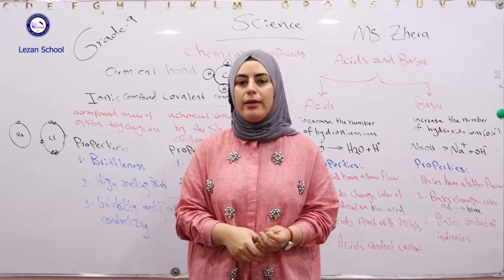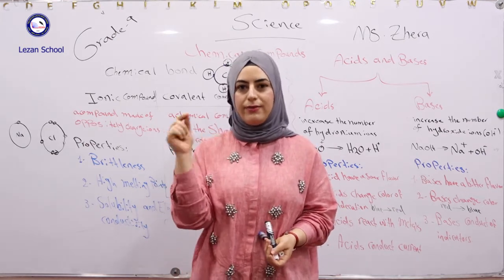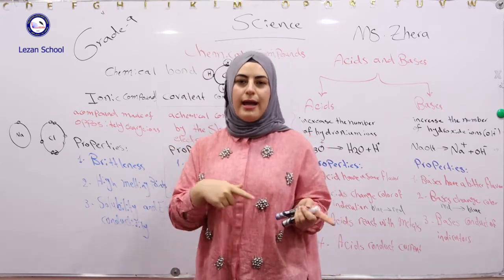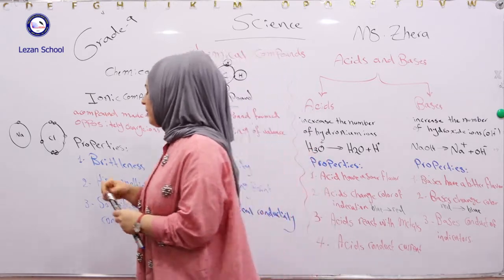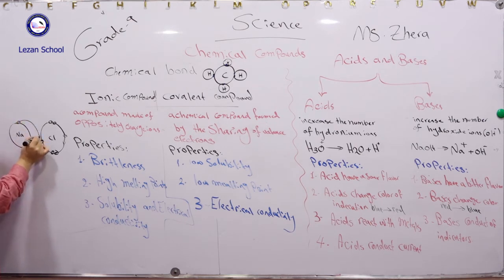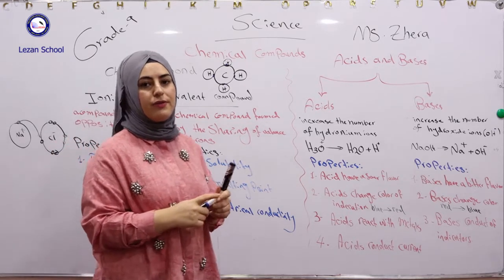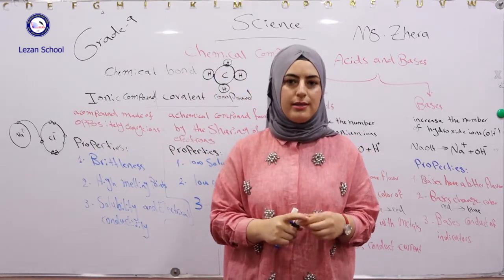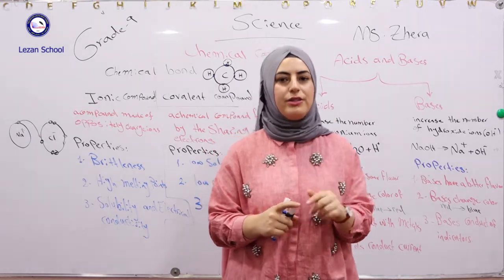For example, how does a metal become positive? When one electron is transferred from the metal to the non-metal, the metal becomes positive and the non-metal becomes negative. Look at this example: we have sodium with chlorine. The sodium has an extra electron in its valence shell and transfers it to the chlorine. So the sodium will have a positive charge and the chlorine a negative charge, because an electron is transferred from the sodium to the chlorine. Valence electrons are the electrons in the outermost energy level.